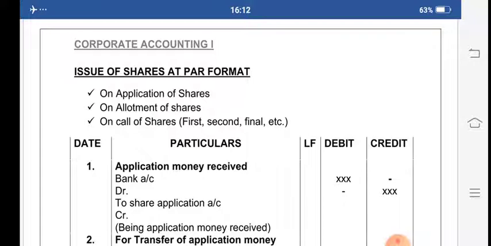Now see how to pass the journal entries. The first entry is for application money received. Bank account debit to share application account credit. Like this you have to pass the first entry, and the narration is: being application money received.